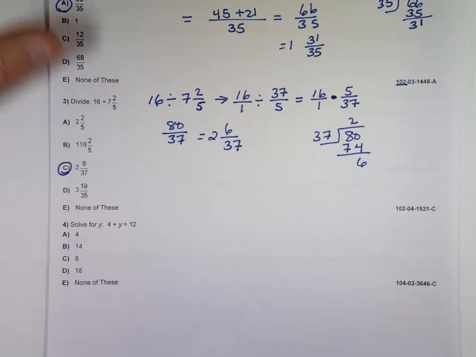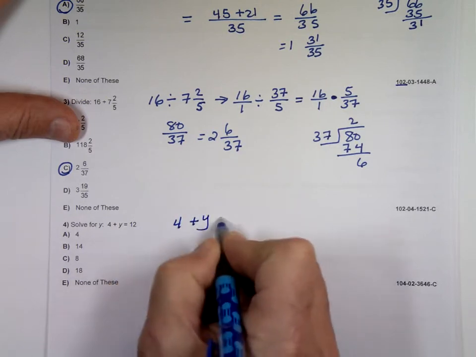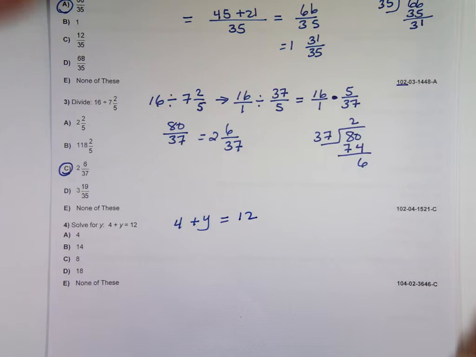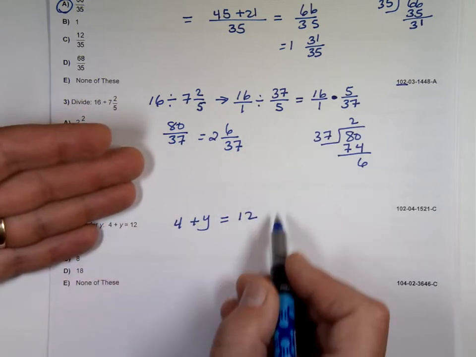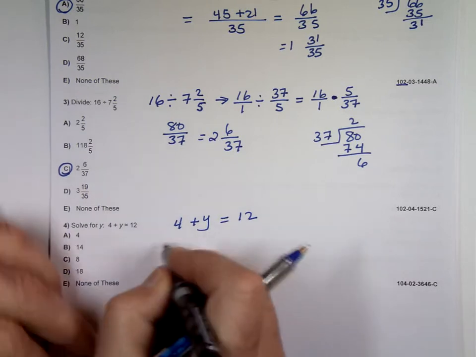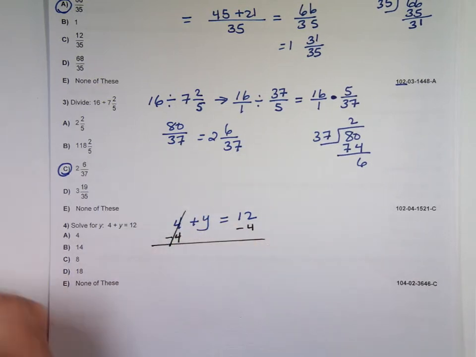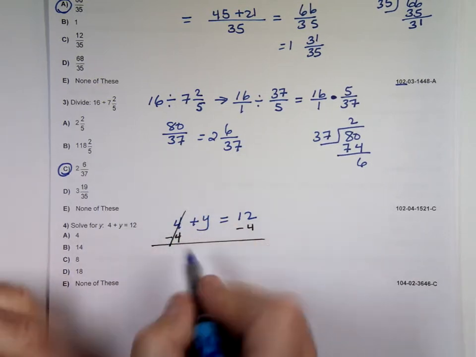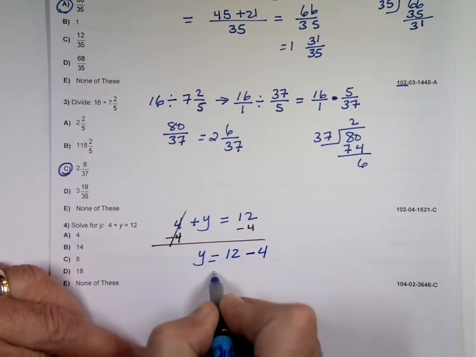Question number 4. It says 4 plus y equals 12. Solve. Remember when we solve, you want all the variables on one side, all the numbers on the opposite side. So that plus 4 is on the wrong side here. I can either move it to that side, make it a negative 4, or I can subtract 4 from both sides. Y equals what? 12 minus the 4, which is what? 8?